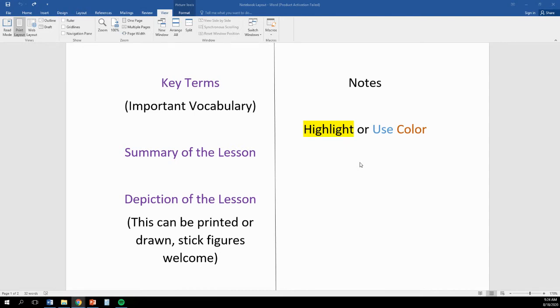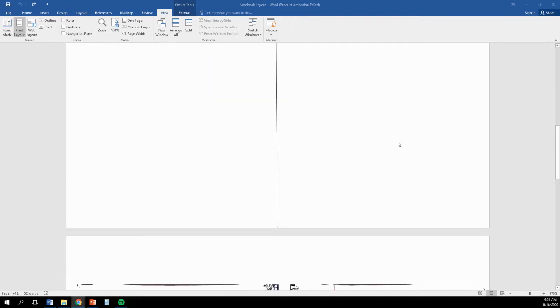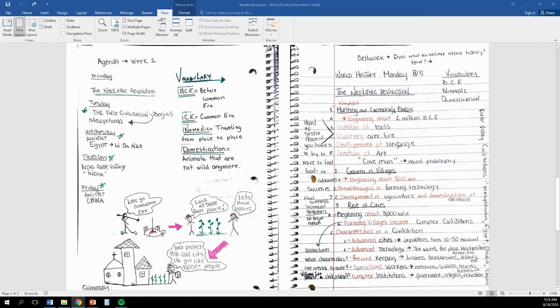So on these notes, the only thing I'm requiring is for them to be highlighted or for you to use color. Again, I love visual references to things. And if you're highlighting or using color, typically it's easier for your brain to bring that back up when you're in a situation like a test. So let's go ahead and look at a practical application of this.